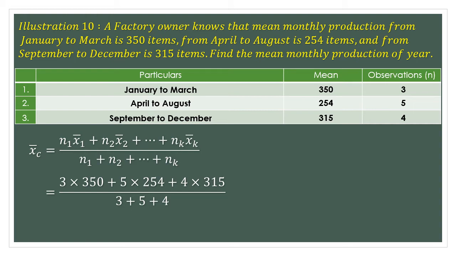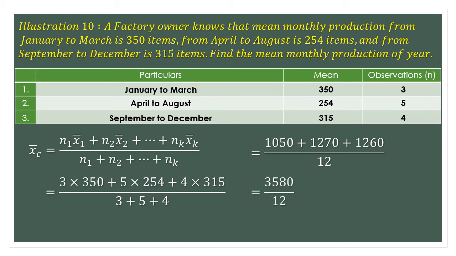I hope you guys are getting what I am doing here. Now first multiplication and then addition. That means first multiply the observations with the means, that is 3 into 350, 5 into 254 and 4 into 315. So you will get 3 separate additive values. Divide by 3 plus 5 plus 4, which is 12. When you add the numerators, you will get 3580 divided by 12. The answer will be 298.33 items or units.